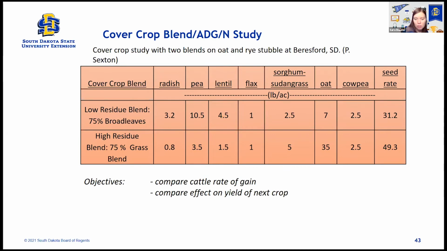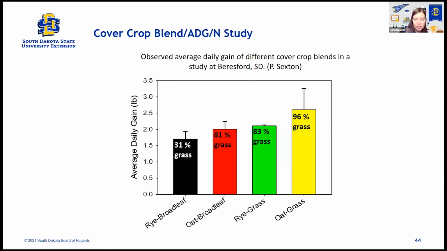So they grazed these for a period of time, and in the end we had some pretty interesting results here, I thought. So they observed average daily gain on these blends, and on the y-axis we've got gain. On the x we're looking at the different blends, and then we also labeled them so they're a little easier to look at. So the mainly broadleaf blend that had some rye in it as a nurse crop, it was 31% grass, and you can see it was the lowest on the gain, and it just kind of goes up with our grasses. So the broadleaf blend with oats in it did a little bit better.